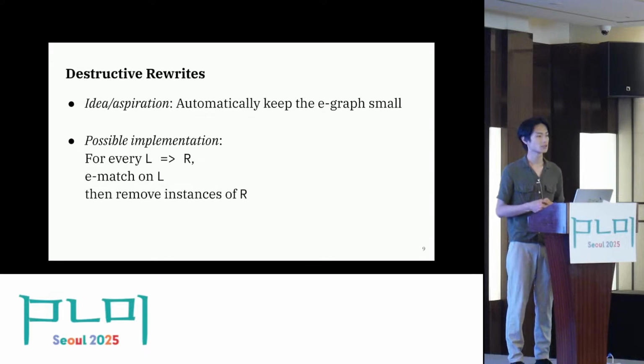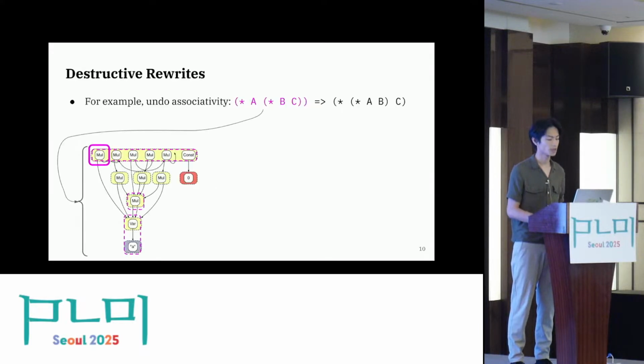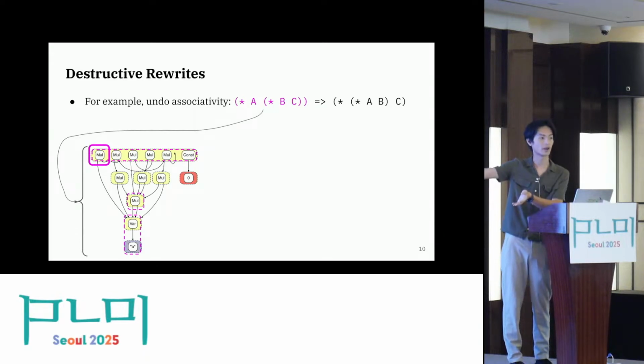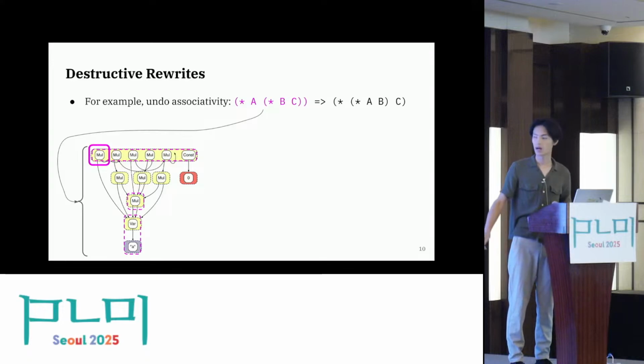There's a few other ways you could do this. For example, you could e-match on the right-hand side and then remove the left-hand side, which might be more interesting. But just for this talk, we'll be focusing on this particular implementation. So let's run through a quick example. Again, pulling up the eGraph that we had before, let's say we wanted to undo the associativity rule. So we e-match, and then we figure out what e-classes A, B, and C correspond to.